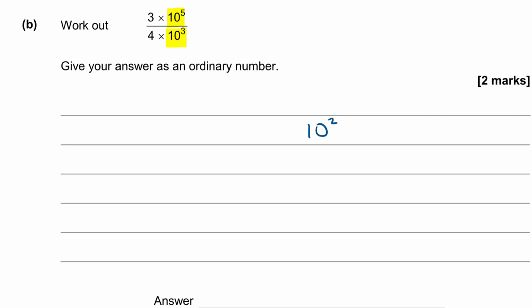And then 3 divided by 4, that's 3/4, isn't it? That's 0.75. So that's 0.75 times 10 to the 2. So that's 0.75 times 100 then, isn't it? 0.75 times 100, so that is 75. I think it's 75.